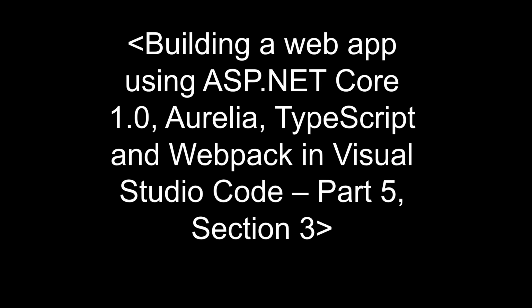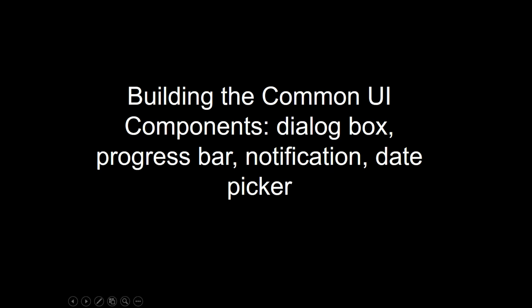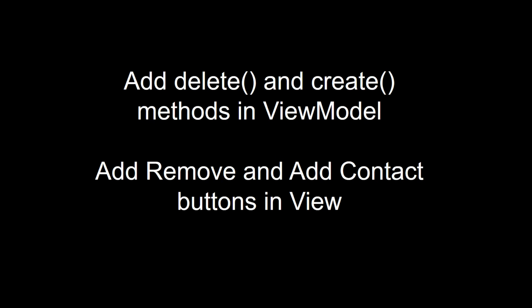Let us wrap up contact list view by adding delete and create contact functionalities in this section. Then we'll build the common UI components like dialog box, progress bar, notification, date picker. Then we'll talk about building the contact detail form, which is the right-hand side pane of the application. What are Aurelia value converters and how we can use them in the view and view model. Communication between the list and detail views via messages using the pub sub pattern.